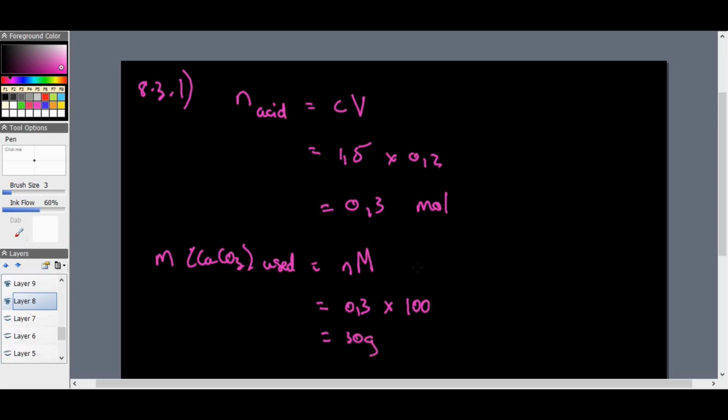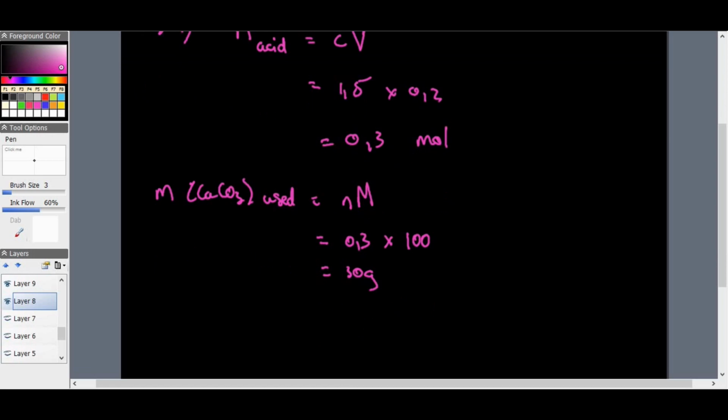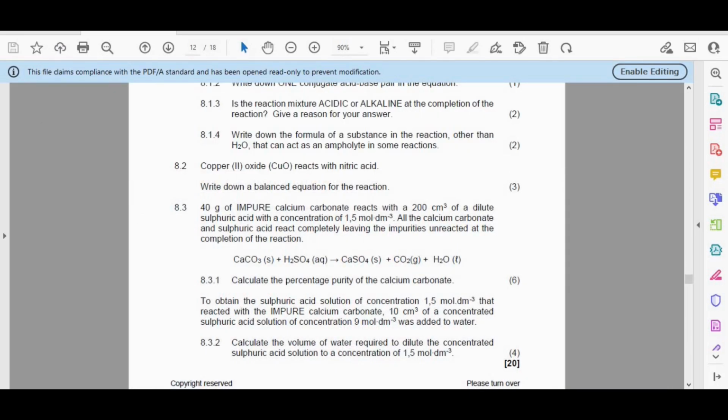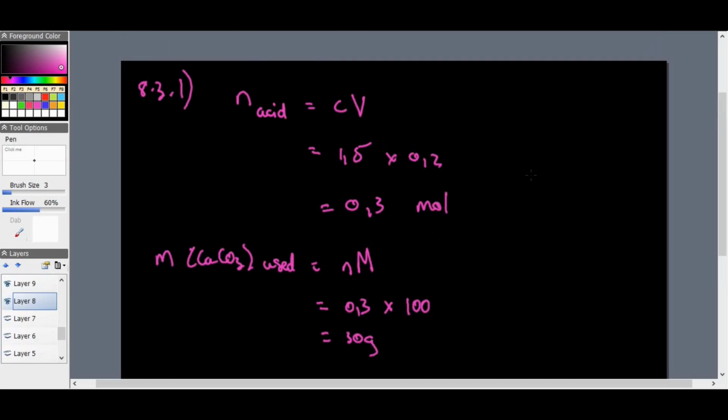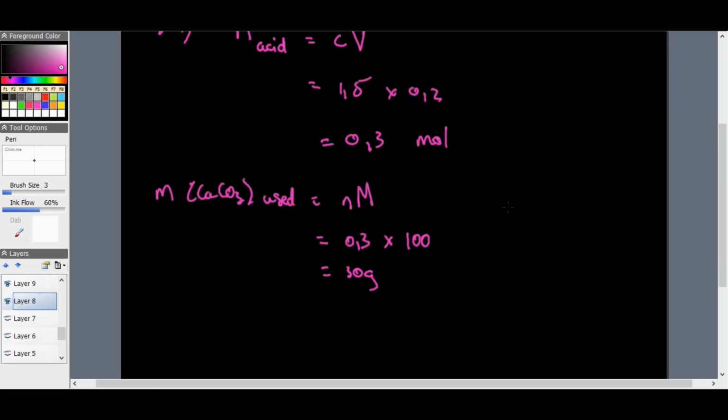Okay, so remember it said 40 grams of impure calcium carbonate. All the calcium carbonate and sulfuric acid react completely, leaving the impurities unreacted at the completion of the reaction. All right, calculate percentage purity. So what have we calculated? The amount of moles of the acid that reacted completely with that concentration and volume. We're calculating the mass of calcium carbonate that was actually used in the same mole ratio, with the same amount of moles. All right, we get 30 grams.